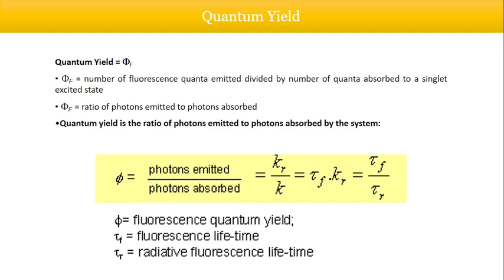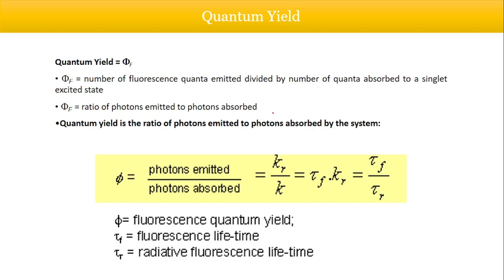Now, what is quantum yield? Quantum yield is the ratio of the photons emitted to the photons absorbed by the system. It is the number of fluorescence quanta emitted divided by the number of quanta absorbed to a singlet excited state. Ratio of photons emitted to the photons absorbed.